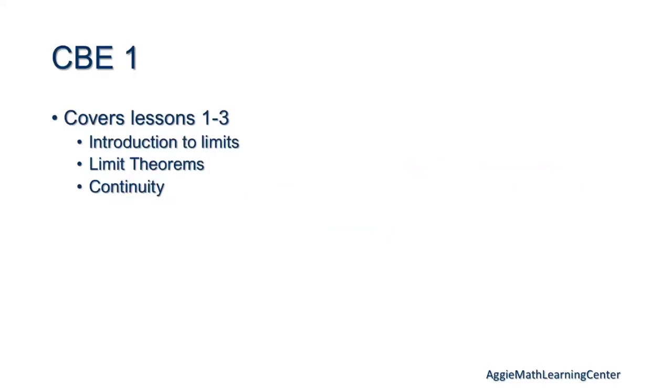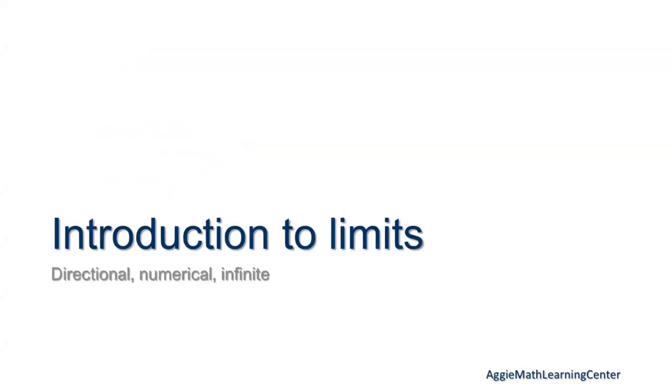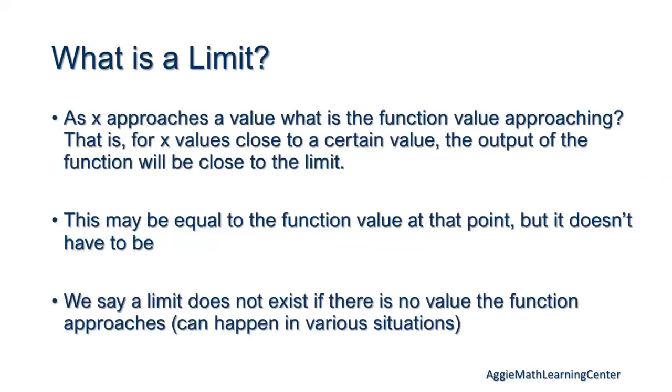So the CBE 1 covers lessons 1 through 3, which is pretty much a basic introduction to limits and how they work, the mathematical concepts behind the limit theorems, and then what defines a function as continuous or not continuous. So this first part will be your introduction to limits. A limit pretty much is, as x approaches a value, asking the question, what is the function value approaching?